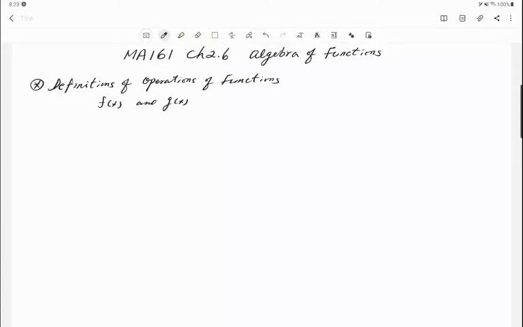Chapter 2.6 Algebra of Functions. Okay, first let's learn the definition of operations of functions. Let's say there are two functions, f of x and g of x.